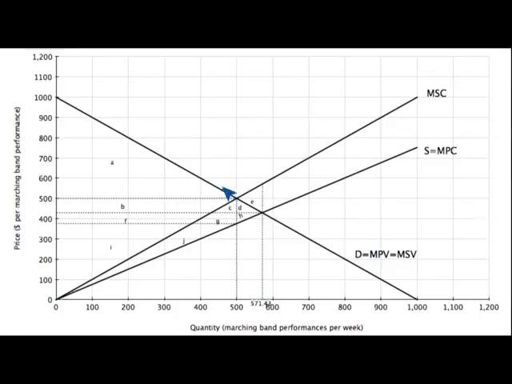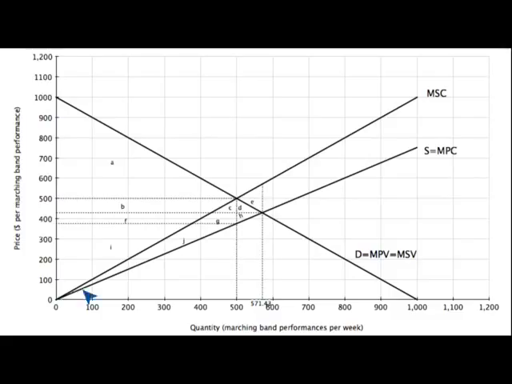The private market outcome happens at the intersection of the marginal private value and marginal private cost functions. The socially best outcome happens at the intersection of the marginal social value function and marginal social cost function. There we have it. It matches the algebra quite clearly.